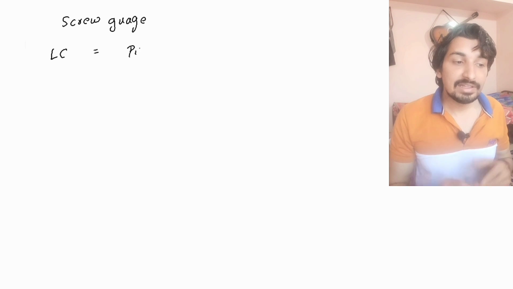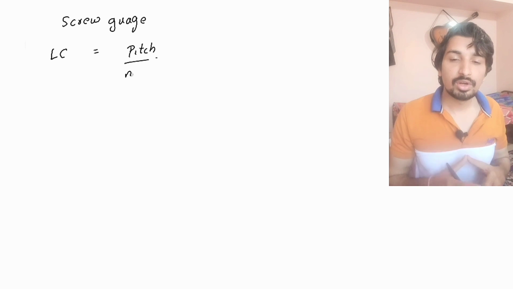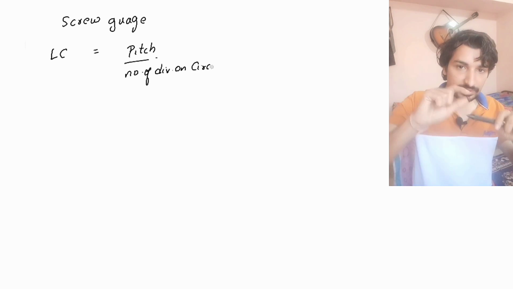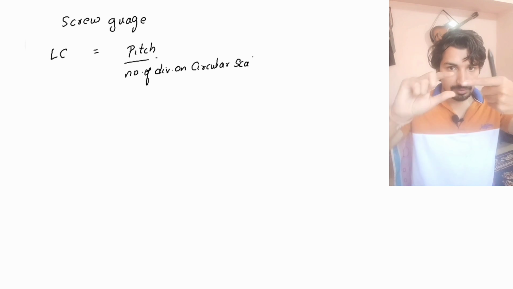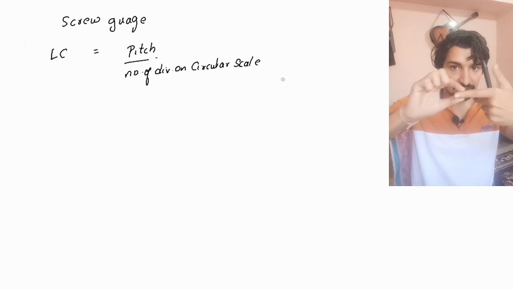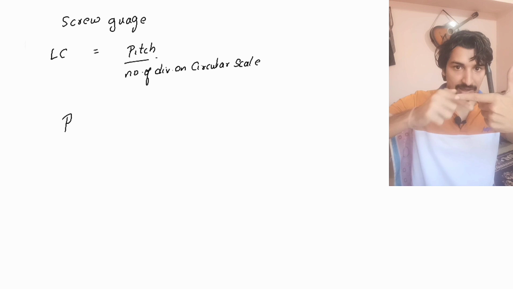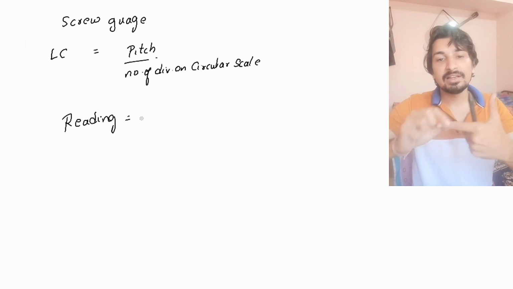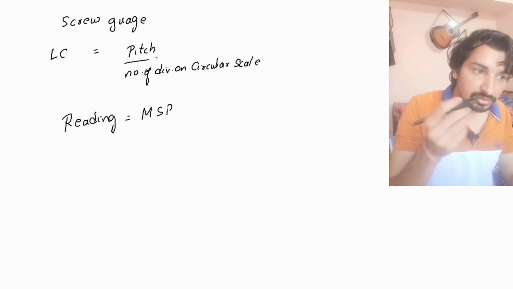So for a screw gauge, what is the least count? What is the lowest a screw gauge can measure? It is nothing but pitch divided by the number of divisions on the circular scale. In a screw gauge, you have a circular scale and a linear scale. The circular scale moves on top of the linear scale. If you rotate the circular scale, it moves along the linear scale. Both scales have divisions.